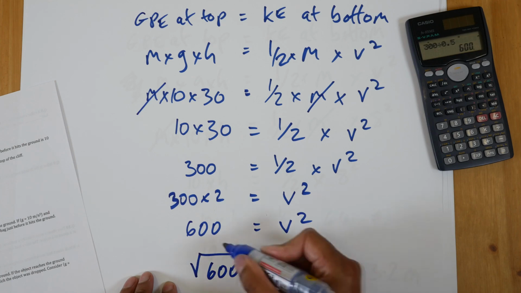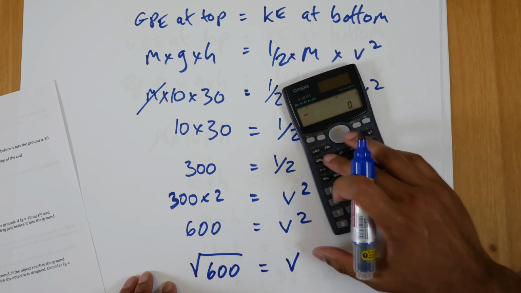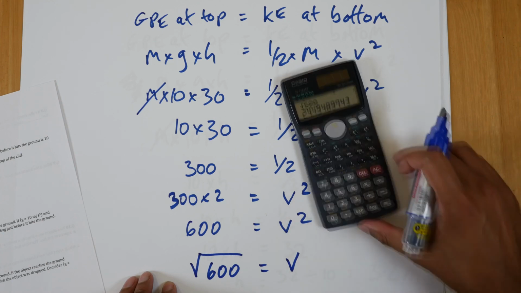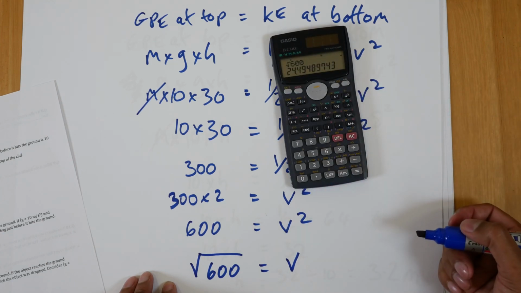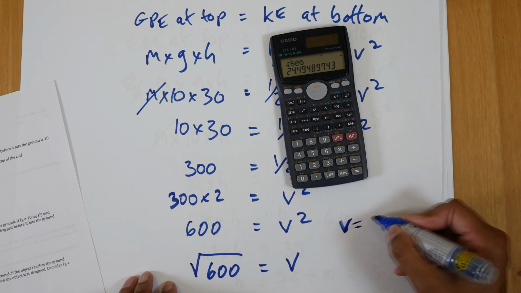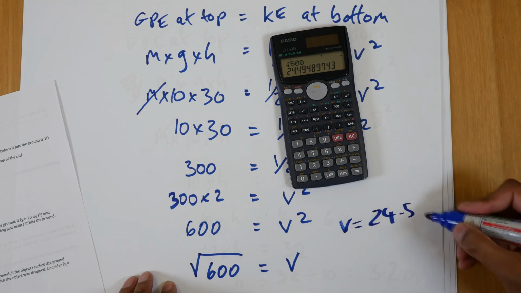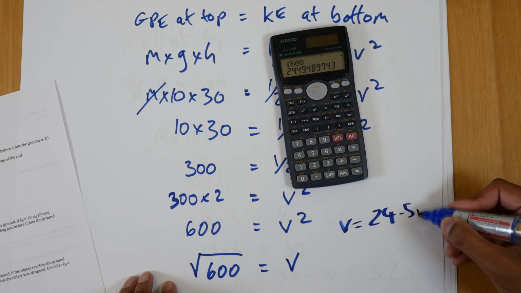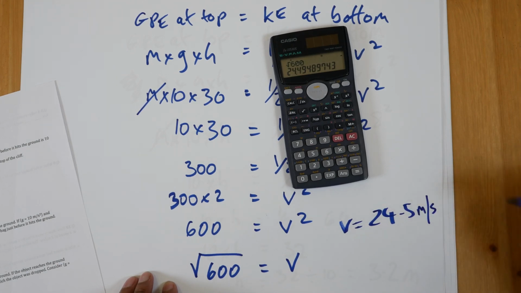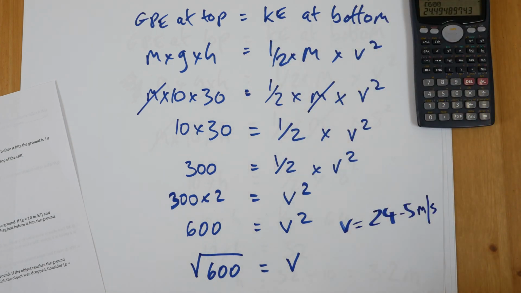So we do it like this. 600 square rooted is equal to v. So that's square root 600. And it gives us 24.49. Let's just call it 24.5. So v equals 24.5. And because v is a speed, it's meters per second. All right? Have a look at all that.